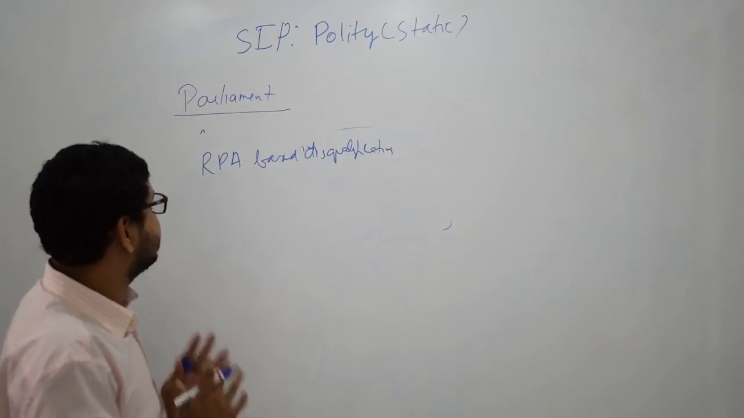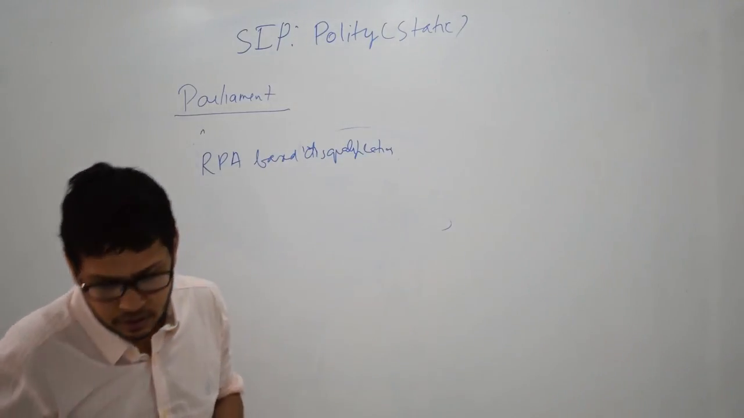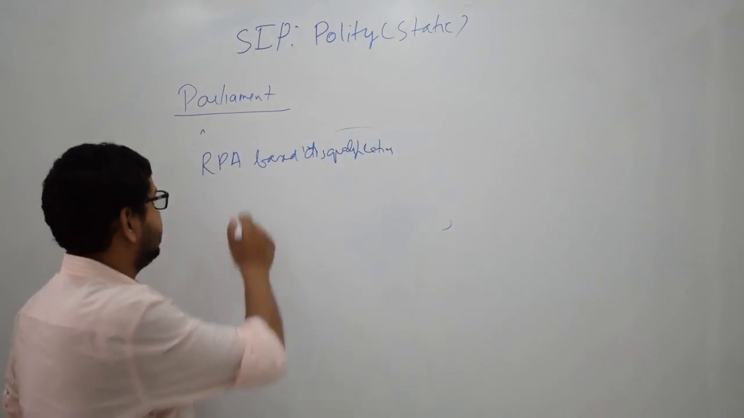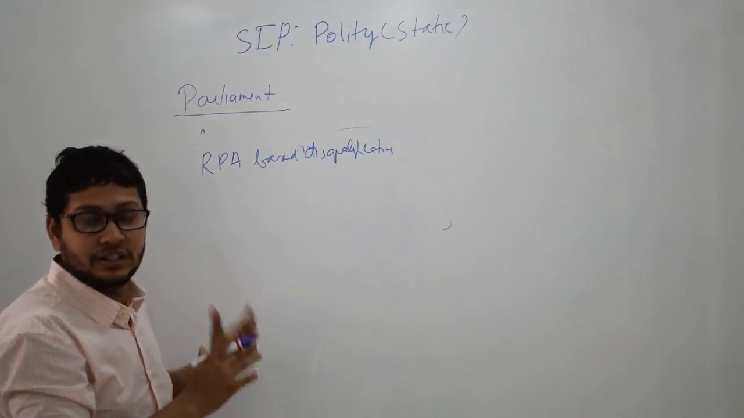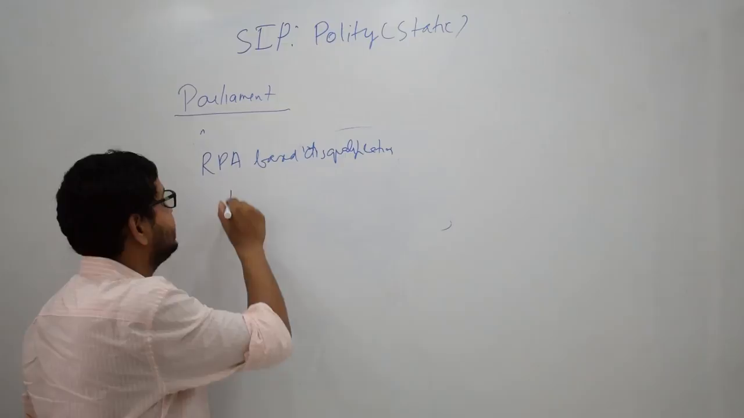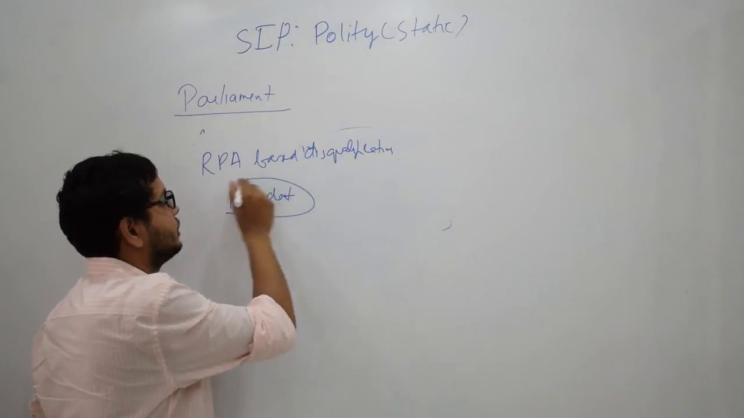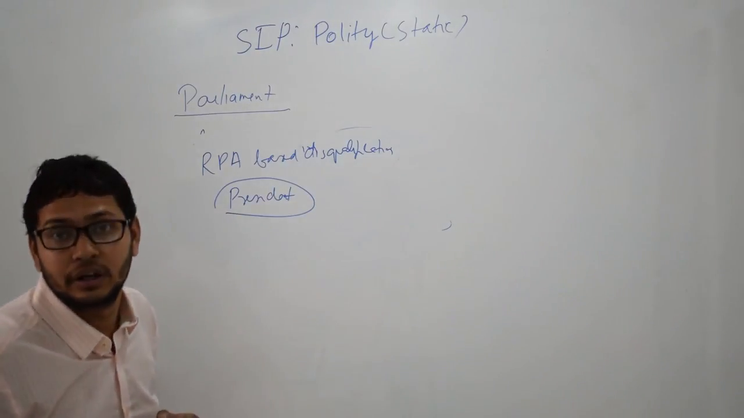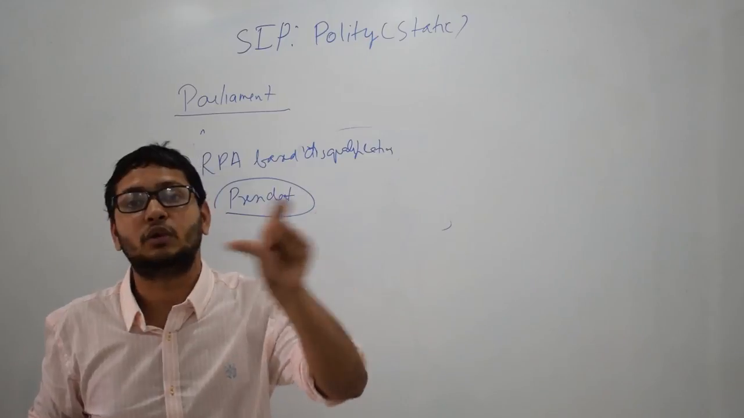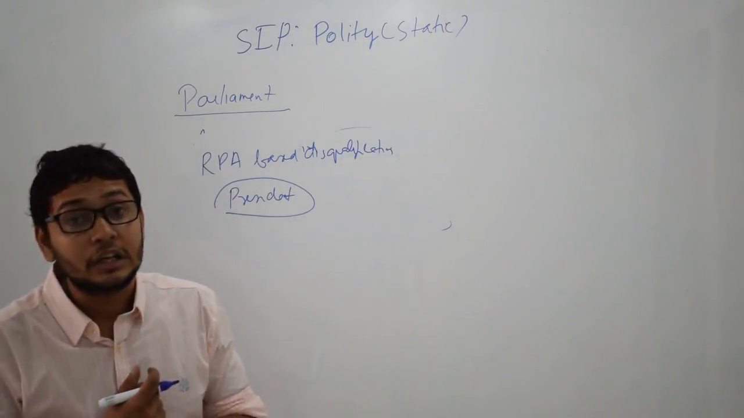So, who decides the disqualification? See, if the disqualification is on these 8 grounds and the 3 given by the Constitution, then it is the president who decides whether you should be disqualified or not. In all these 8 cases and in the 3 cases given by the Constitution, it is the president who decides whether you should be disqualified or not.